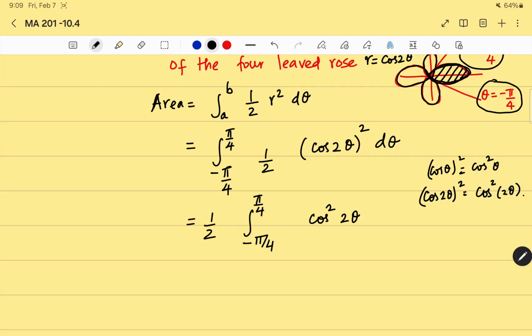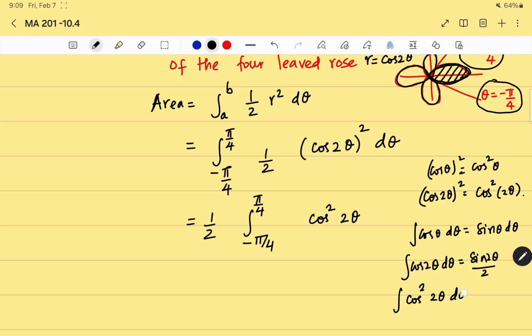Now let's talk about the integration formulas. We know the integral of cosine theta d theta is equal to sine theta, and the integral of cosine 2 theta d theta is equal to sine 2 theta divided by 2. I told you already. But now the situation is the integral of cosine square 2 theta d theta.